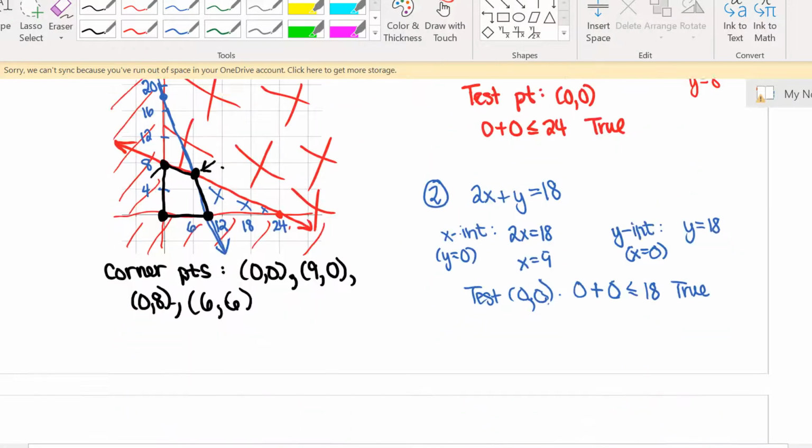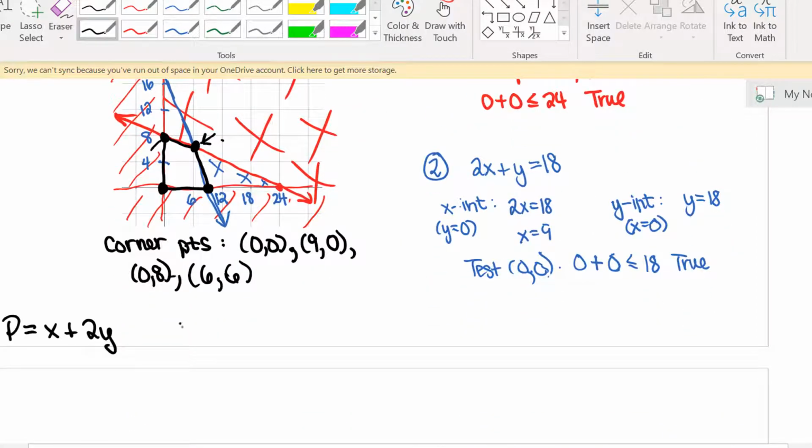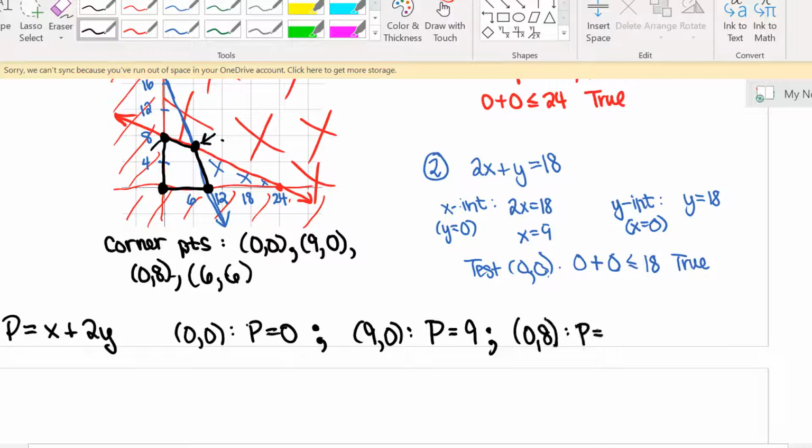So in this problem, it's x plus 2y. So what do we get when we plug 0, 0 into the objective function? Well, we just get 0 plus 0. So p equals 0. What do we get if we plug 9, 0 into the objective function? So 9 plus 2 times 0. So we would just get 9. And then what about 0, 8? So we would get p equals 0 plus 2 times 8, which is 16. And then the last one, 6, 6. So we get p equals 6 plus 2 times 6, which is 12. So 6 plus 12, which is 18.